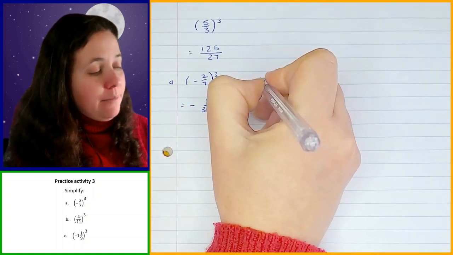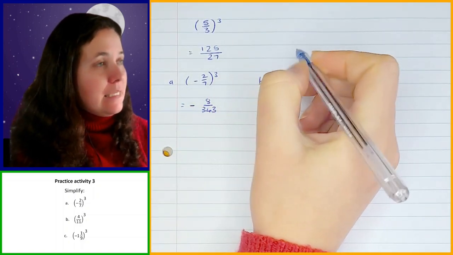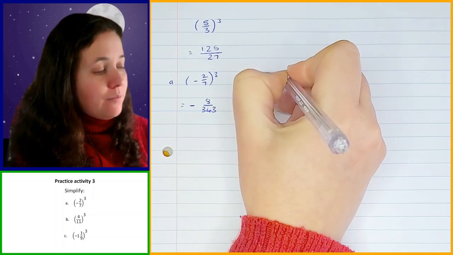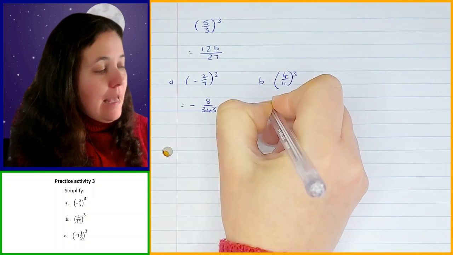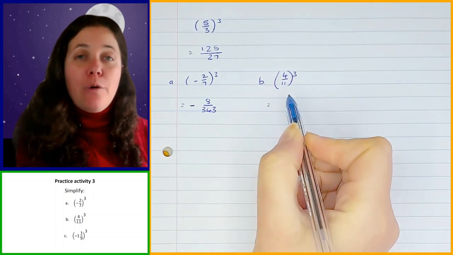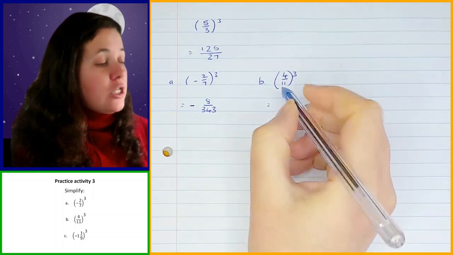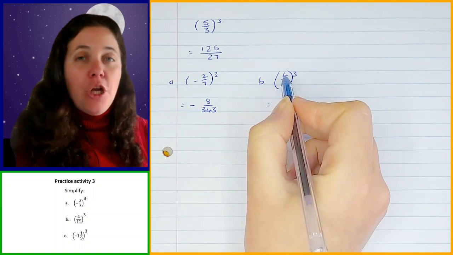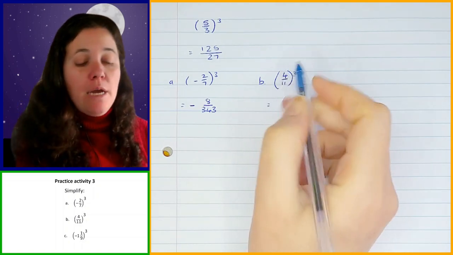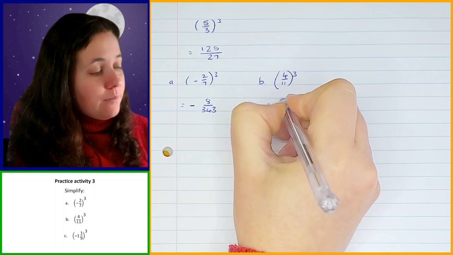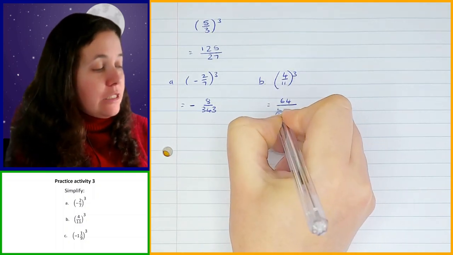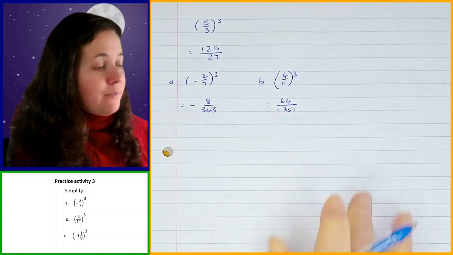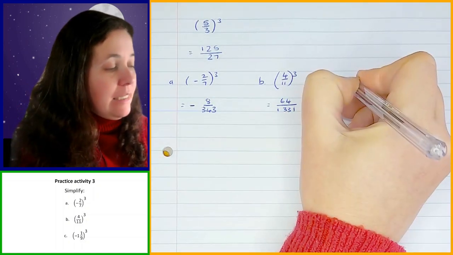Then question B, we had 4 over 11 cubed. And now this one, because it started off positive, it's going to stay positive. So don't worry about my sign. If I cube my numerator, which is 4, that gives me 64, over, if I cube 11, I get 1,331.